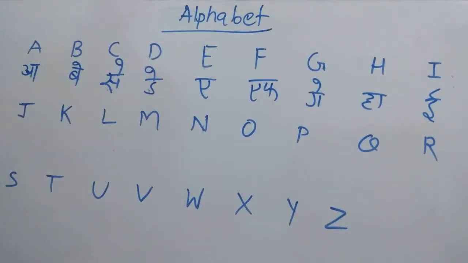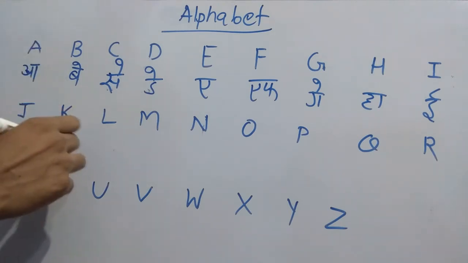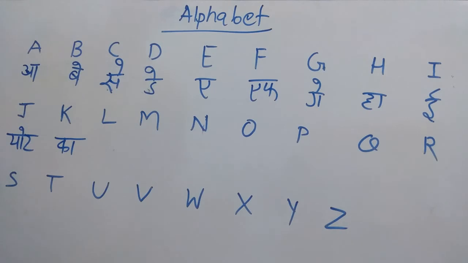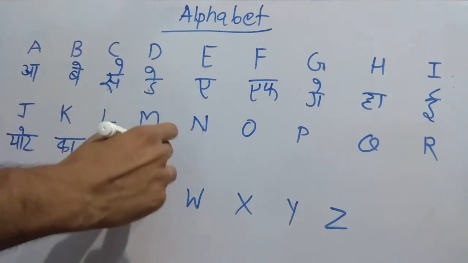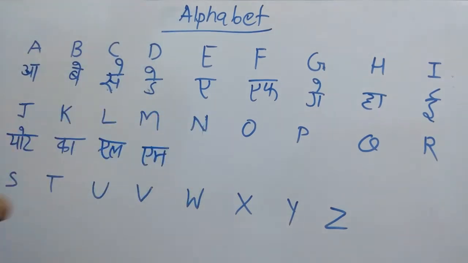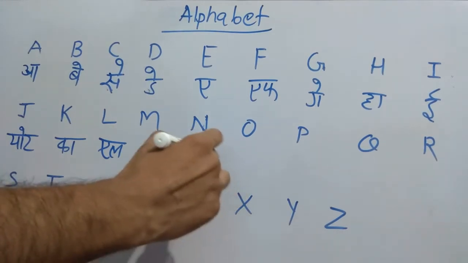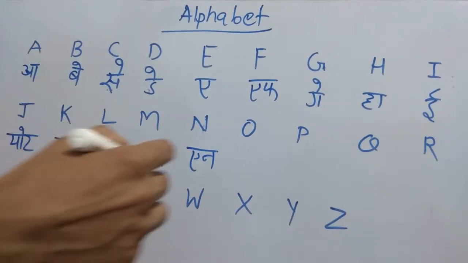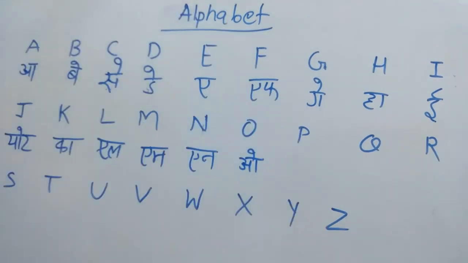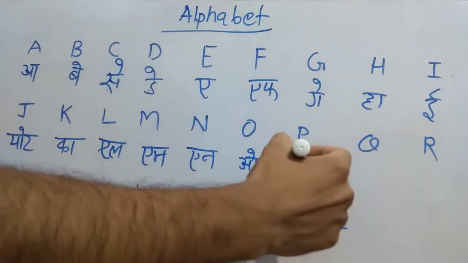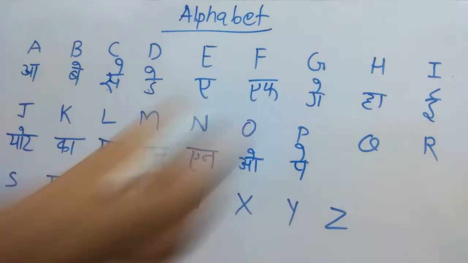Next one is J. The pronunciation of J is very different. Yot, yot. K. K in German is ka. L, also in German is L. M, same M. N, also same N. O, also same O. P. P in pronunciation is not P, P in German is P.